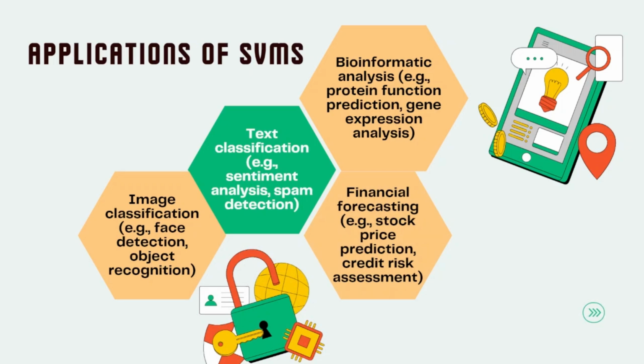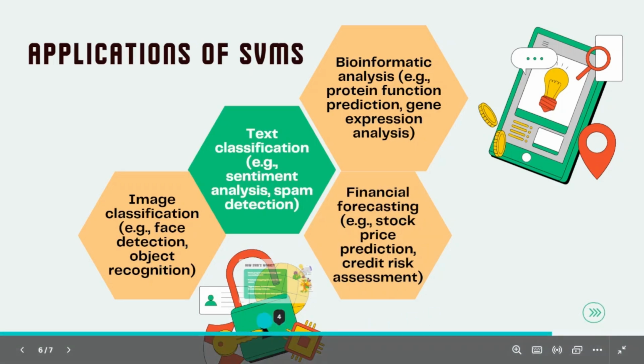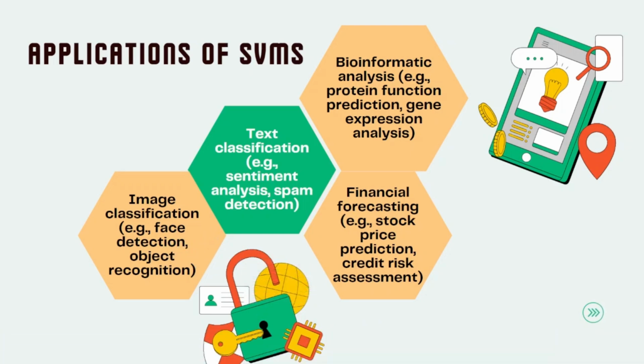These are some of the applications of SVM. SVMs are widely used across various domains due to their high accuracy and robustness. In image classification, they are used for tasks like face detection and object recognition. Text classification leverages SVMs for sentiment analysis, spam detection, and topic modeling. Bioinformatics analysis utilizes SVMs for protein function prediction and gene expression analysis. Even in the financial sector, SVMs find use in stock price prediction and credit risk assessment.